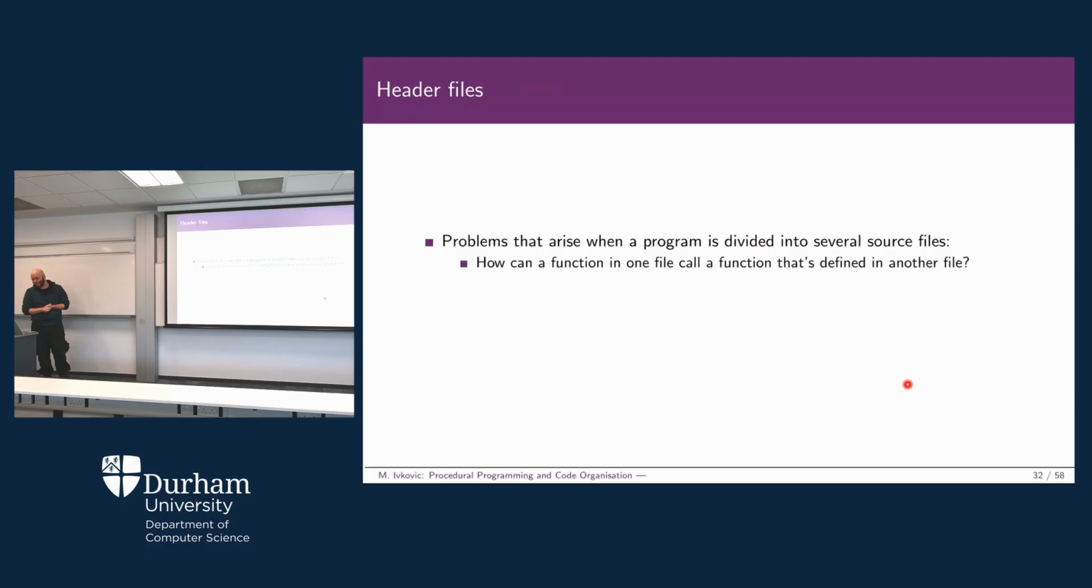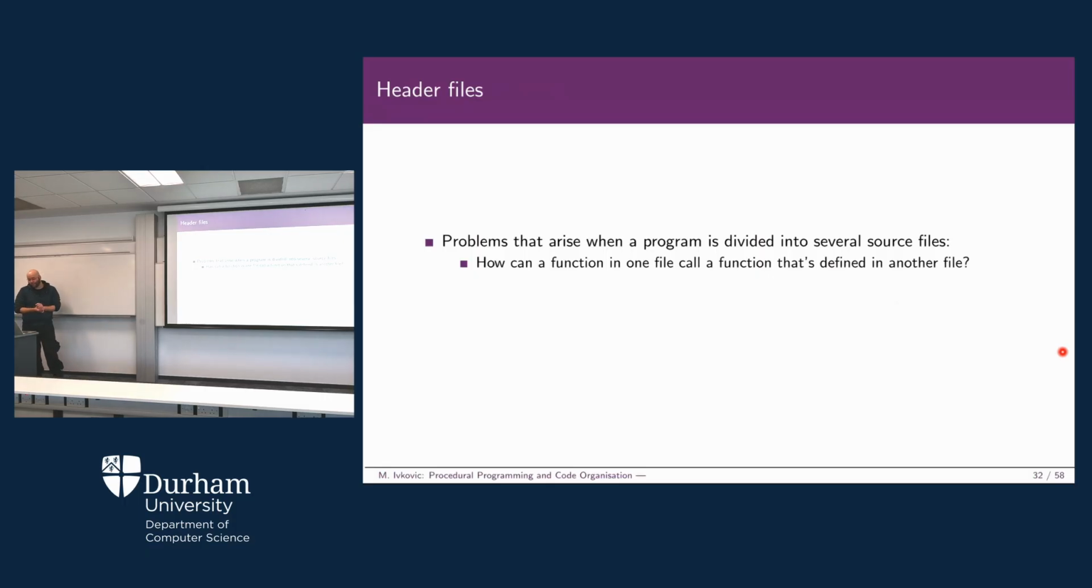Now, as you may have noticed or suspected, splitting up a program between different files can come with a bit of complexity, because again, variable and function scope are only within a single file. So what do we do? How do we deal with that when we split it up over several files?